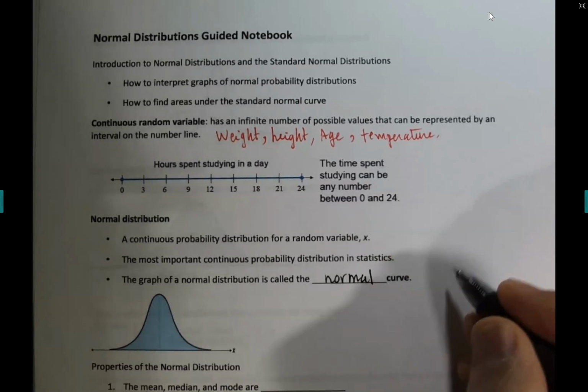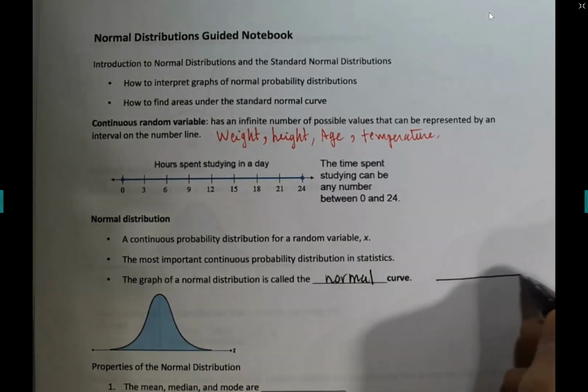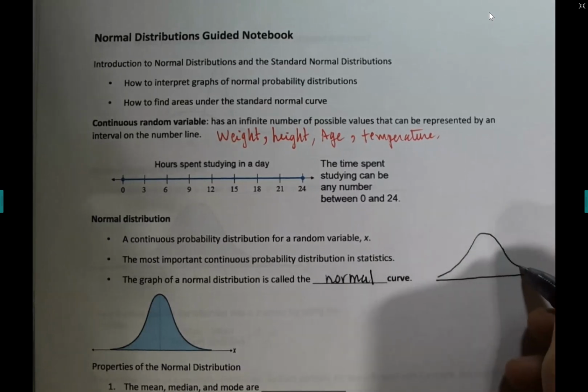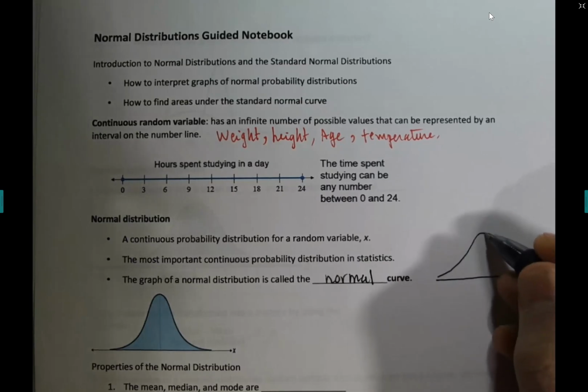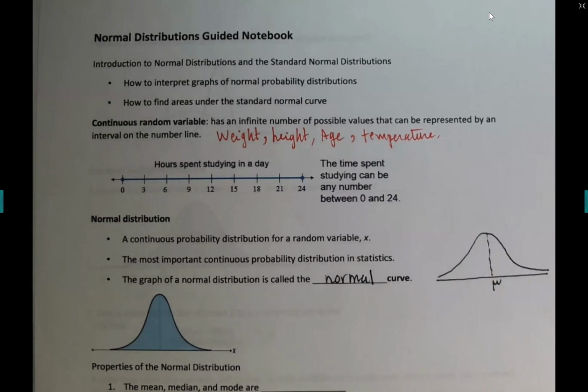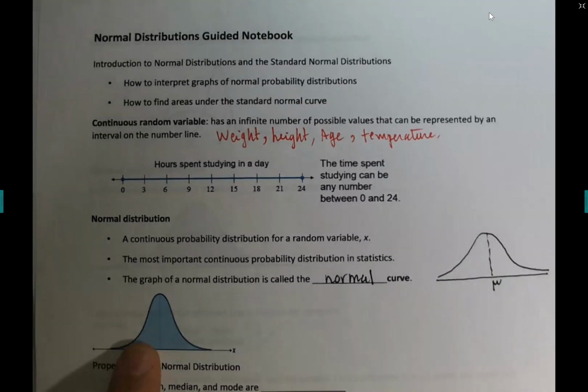So once someone asks you to sketch a normal curve for me, you do this. That's a normal curve, and that's the mean right here. That's the normal curve right here.